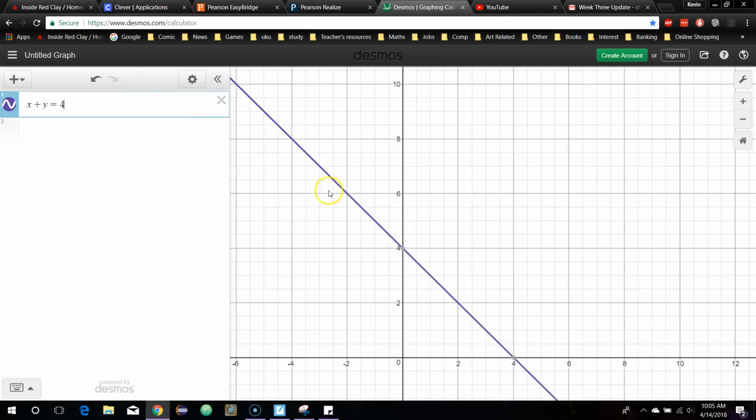Okay, so it's this one, let's make it a brighter color, this one in orange. So the other one I said is 2x plus 2y equals, so pay attention to it when I fill this up, is equal to 8.